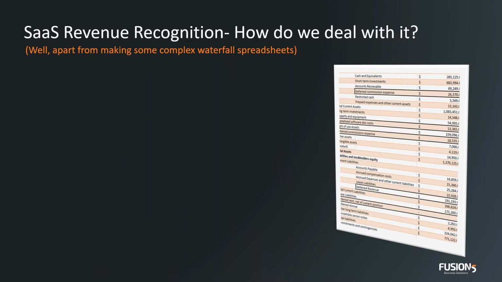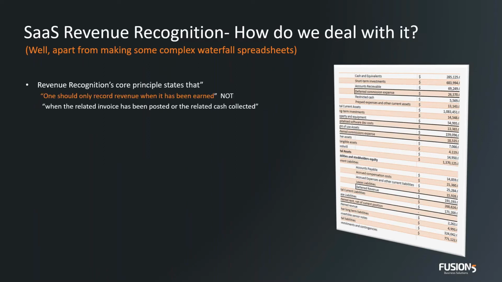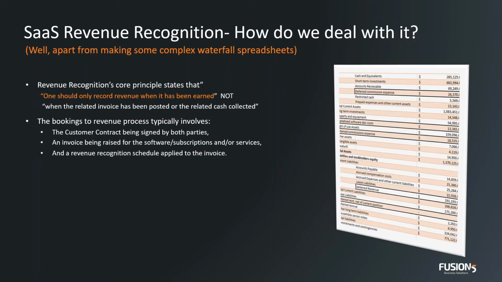Revenue recognition's core principles state that revenue should only be recorded when it's earned, not when the related invoice has been posted or the related cash has been collected. Typically the bookings to revenue process involved in a transaction in NetSuite involves the customer signing a contract, an invoice being raised for the subscription and services, and a recognition schedule being applied to the invoice.